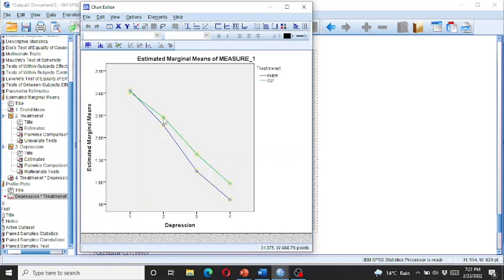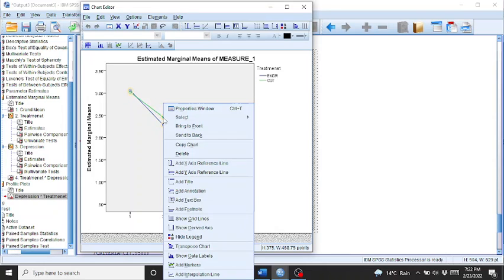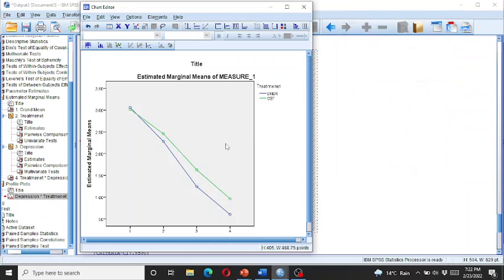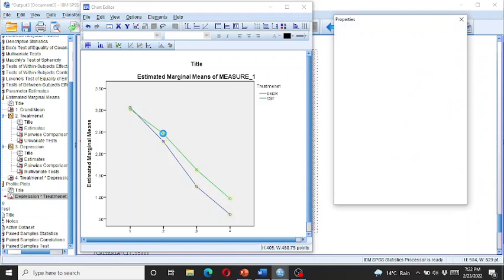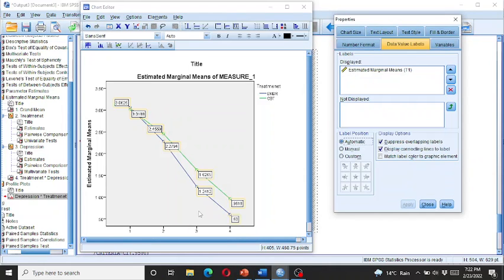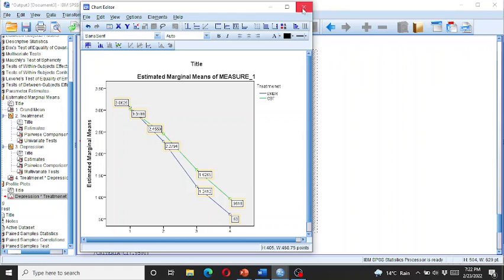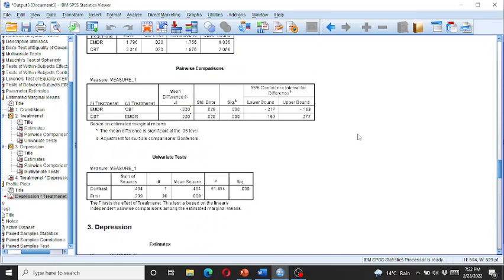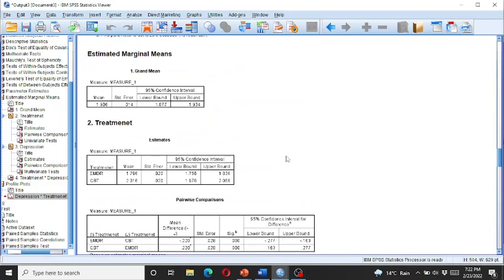However, if you require changes, like adding a title, you can add the title. If you want to add data labels or something similar, whatsoever you want to do, you can do it here by editing the graph. And you can report the results of this repeated measures ANOVA.